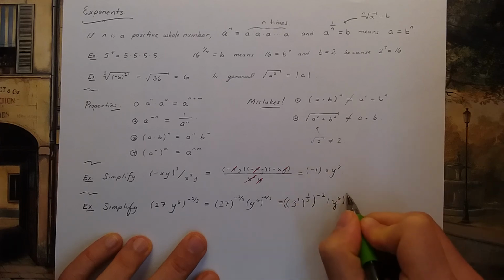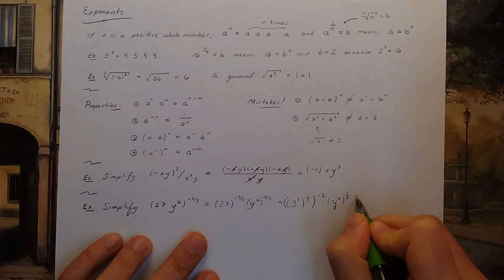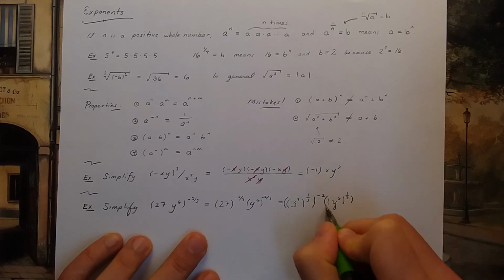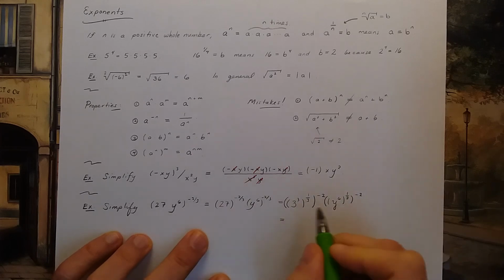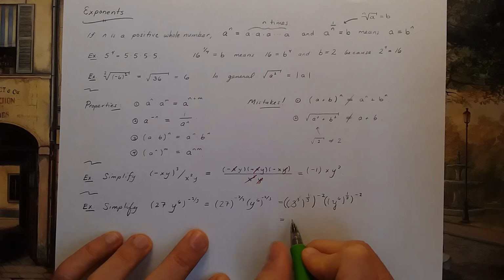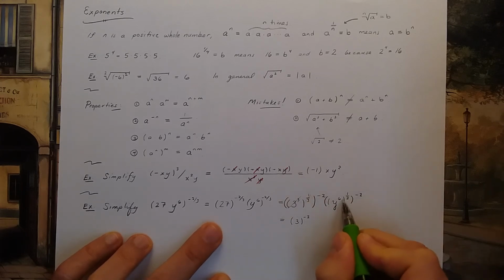And I'm going to do the same thing. 1/3, all raised to the negative 2. That's a lot of parentheses. I don't really like this, but okay, we're simplifying. This will be just a 3. So I have 3 to the negative 2 power.